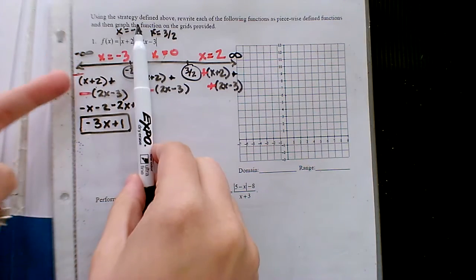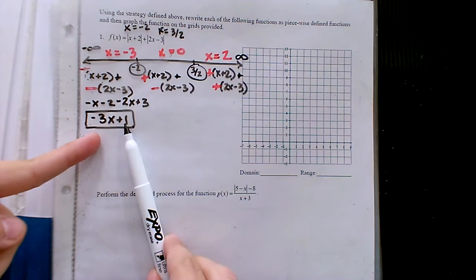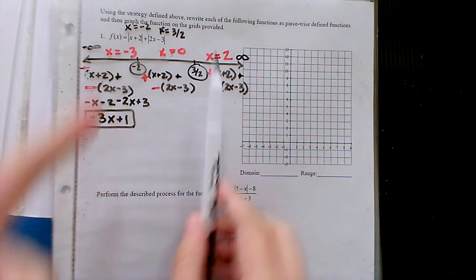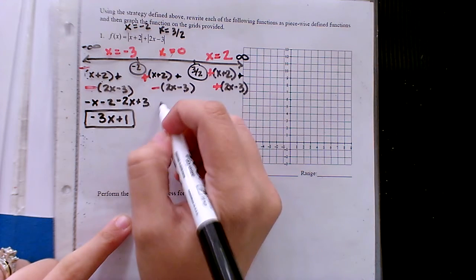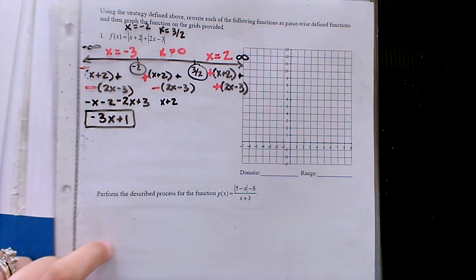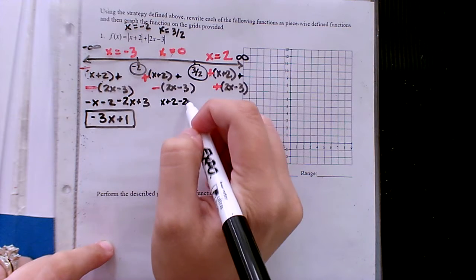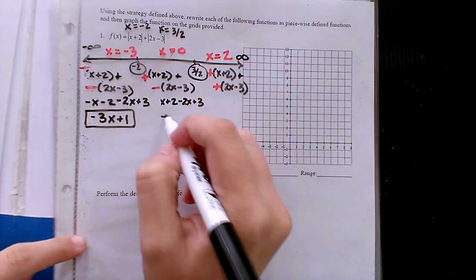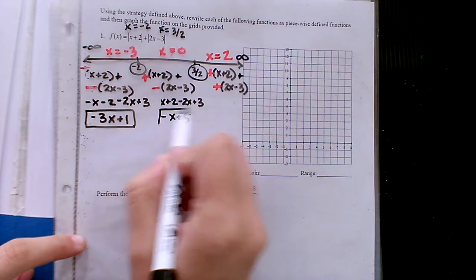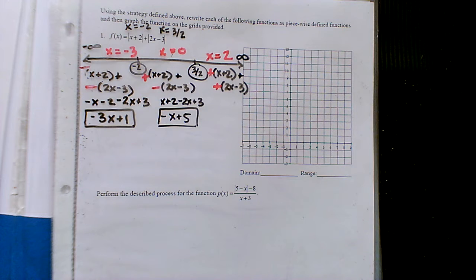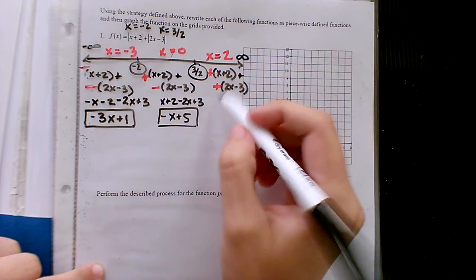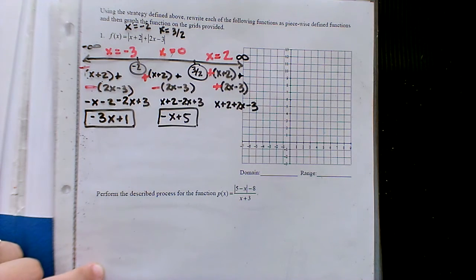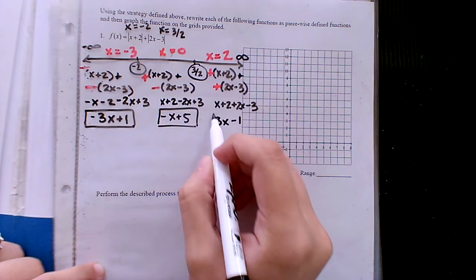So on this particular interval, negative infinity to negative 2, this is what the graph is going to look like. Okay, specifically this line. We're going to repeat the process. So our next interval, if we distribute in a positive, that's not going to change anything. But then we got to distribute in the negative to the next group. Combining like terms, we'll get negative x plus 5. The last interval, they're all pluses, so everything will stay the same. And combining like terms, we'll get 3x minus 1.